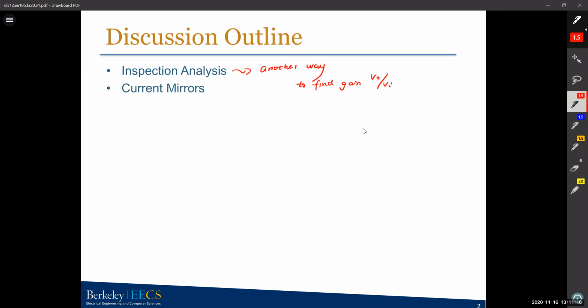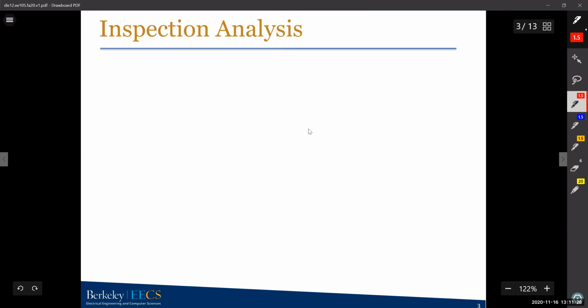And then I'll also introduce an important concept called current mirrors. If you take 140, you will know, it's all about current mirrors. So first, let's introduce the concept of inspection analysis, I mean, how we use it.